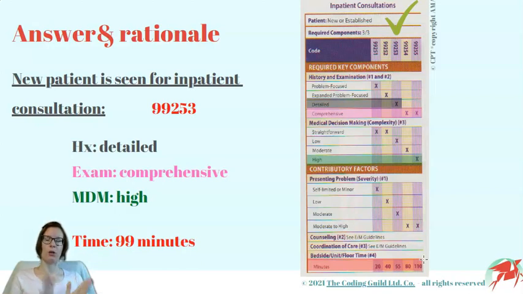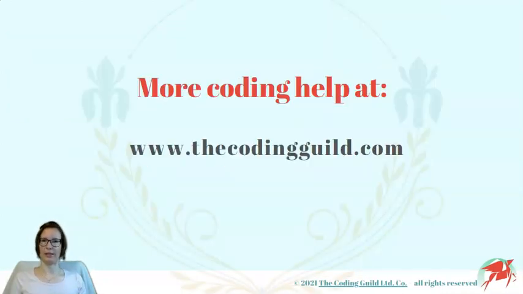Remember, only office or other outpatient services and critical care can be coded using a simple time statement like this one. All other EM visits must state that at least 50% of the time spent was spent on counseling and coordination of care. And this is where we end this topic today.